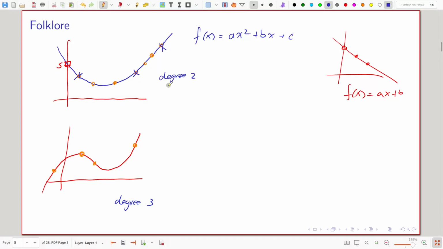So the idea is like this. If you have a polynomial of degree d, you need d plus 1 points.